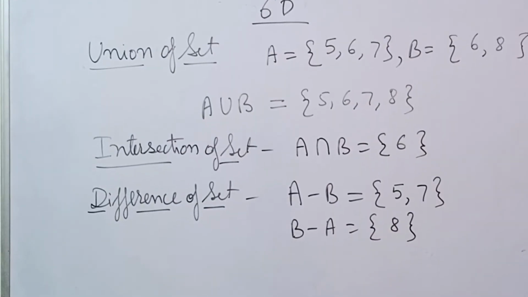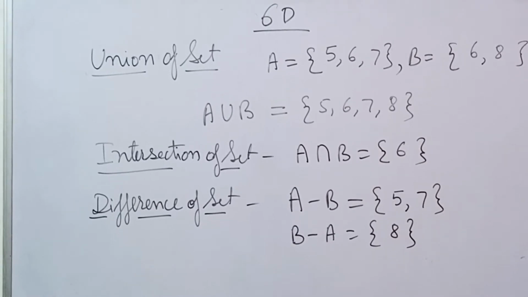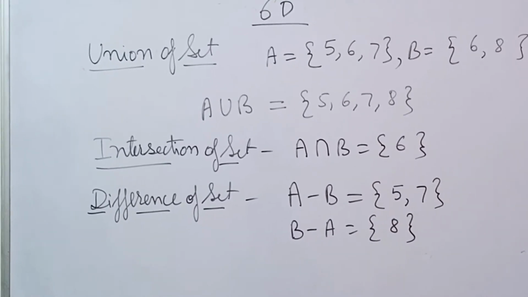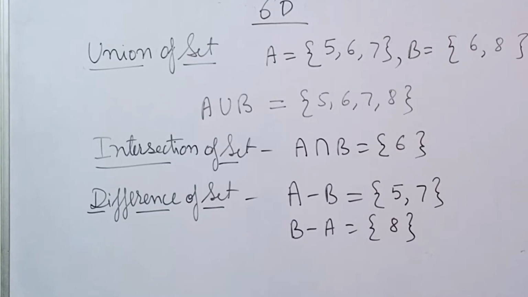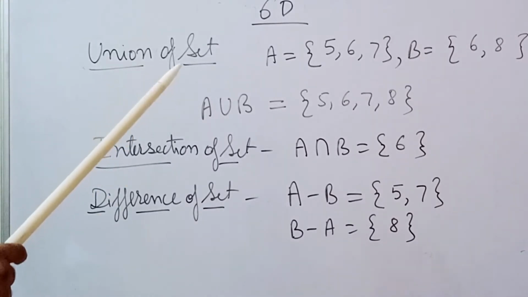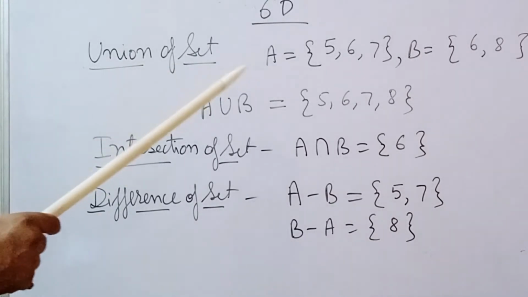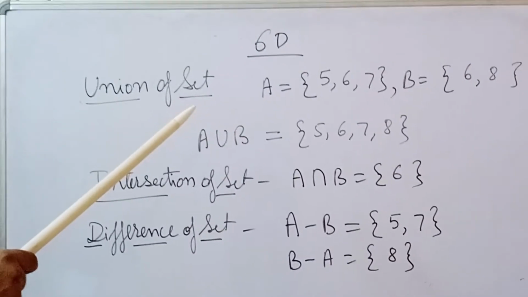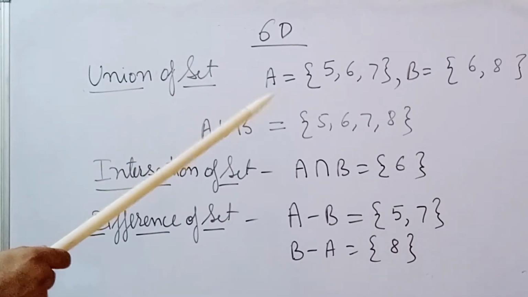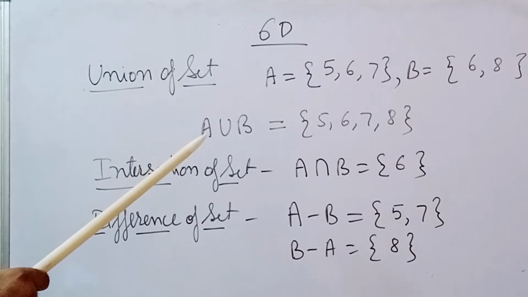Children, we will study today union of set, intersection of set and difference of set. What is the union of set? If we have the set A and the set B, A having the elements 5, 6, 7 and B having 6, 8, so A union B equals 5, 6, 7, 8.